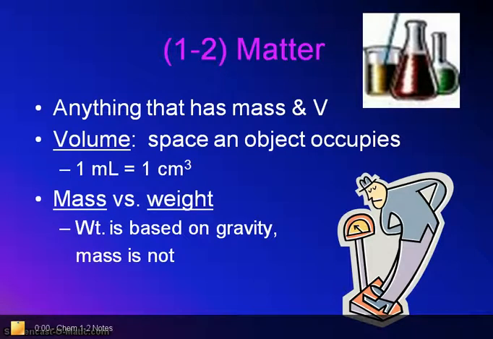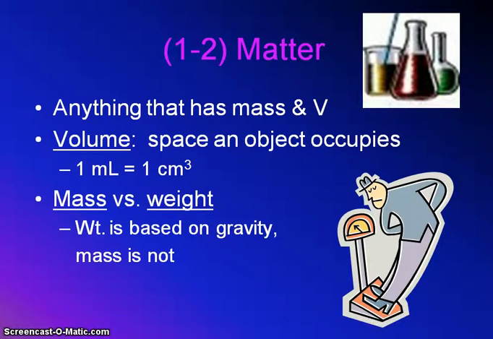Chapter 1, Section 2 begins discussing what matter is, and matter is going to be anything that has mass and volume. Volume is simply the space an object will occupy. Generally, we measure it in terms of liters or milliliters. If we're measuring a solid object, we might do it in meters cubed or centimeters cubed. A conversion that you should know is that 1 milliliter is equivalent to 1 centimeter cubed.